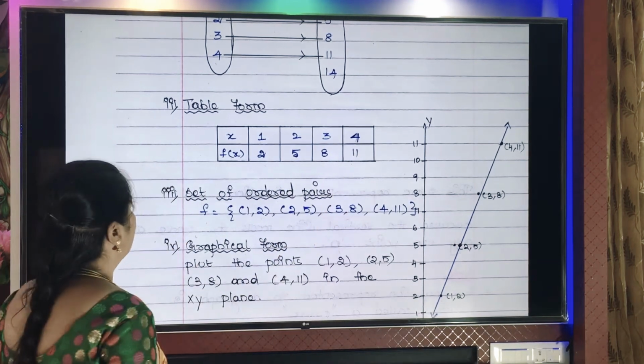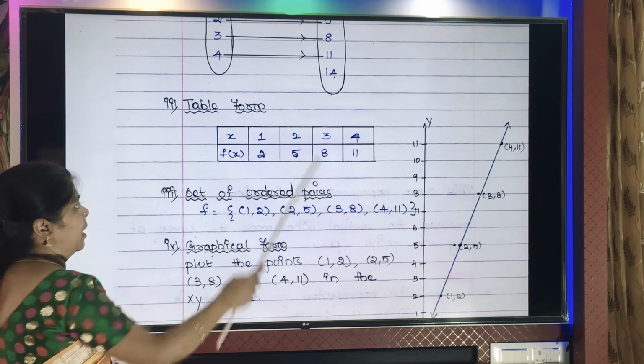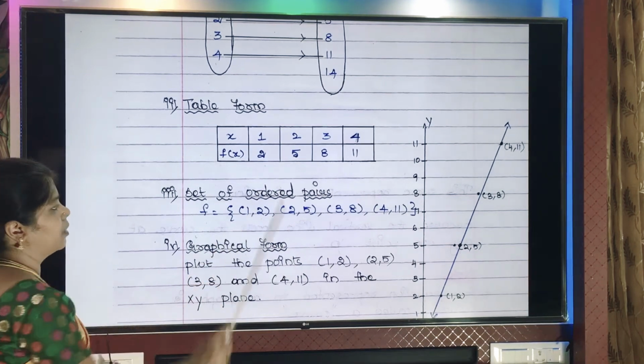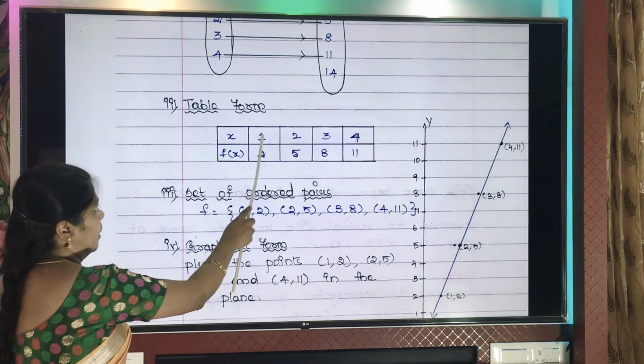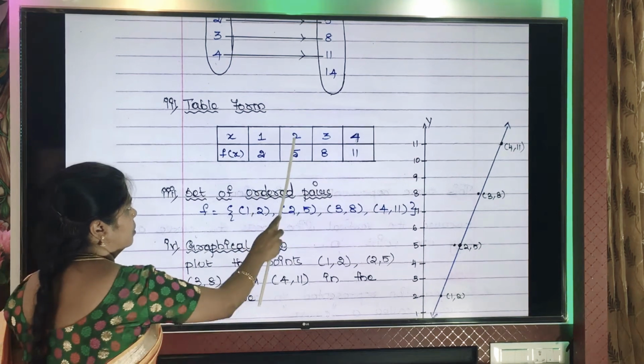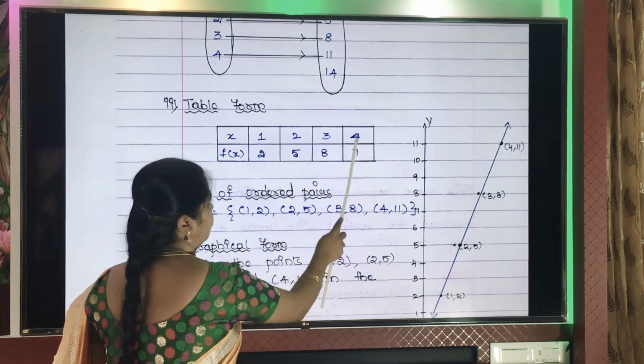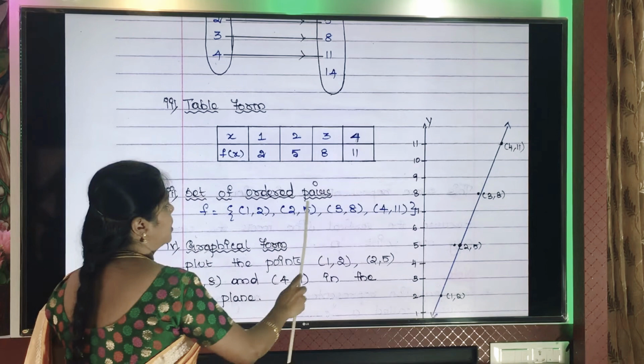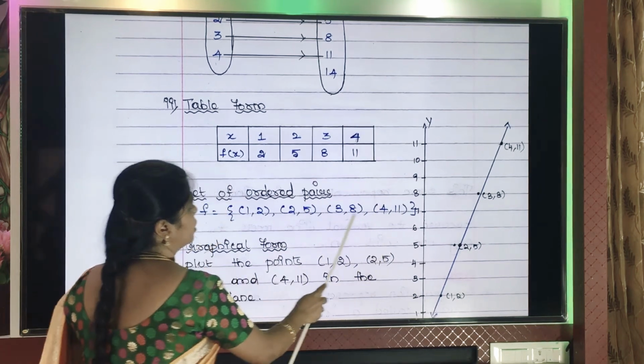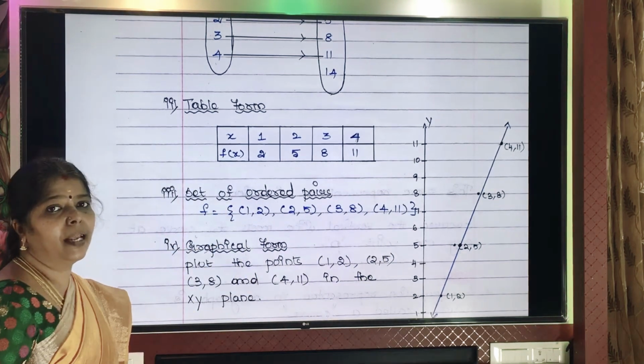That's all. Now again looking at this table itself, you can write the set of ordered pairs. Combine 1, 2; 2, 5; 3, 8; 4, 11. Enclose them within simple brackets so that they become ordered pairs.